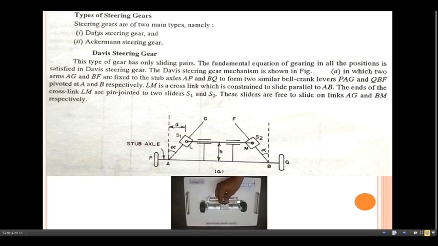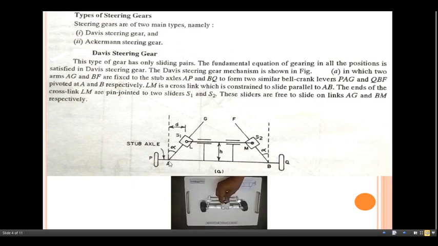The two types are, first, the Davis steering gear, and second, the Ackermann steering gear. Let us start with the Davis steering gear. Now focus here. This type of gear has only sliding pairs. The fundamental equation of gearing in all positions is satisfied in the Davis steering gear. The Davis steering gear mechanism is as shown in the figure, in which the two arms AG and BF are fixed to the stub axles.